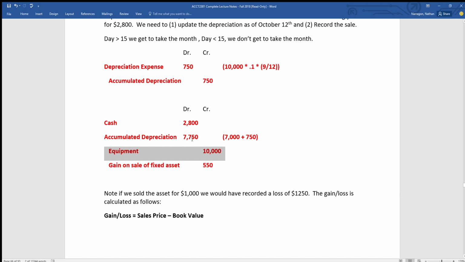Here, I will tell you this: do these 3 accounts first, always, and then you can figure out gain or loss. Here, it was actually a gain because if I added cash and accumulated depreciation, it'll be like 10,550. That outweighs our credit of 10 grand. So the difference is 550. That has to increase the credit side.